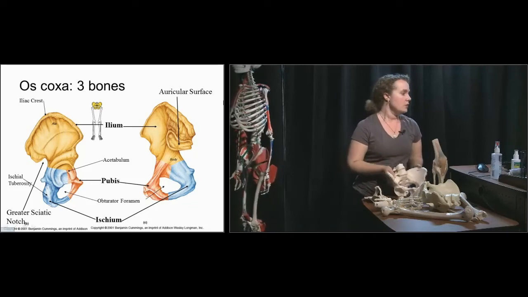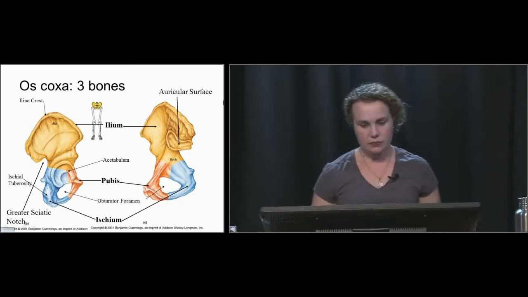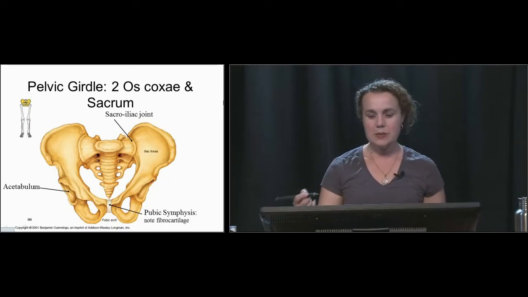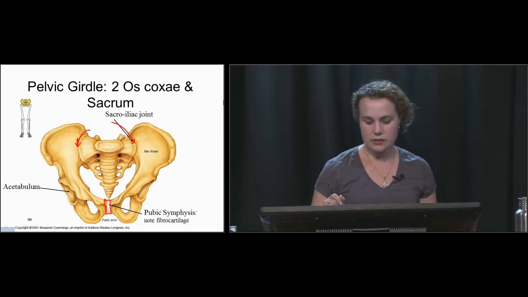All right, let me move over and let's flip over to the next slide and see what we have to look at. All right? So this picture is just showing you the pelvic girdle, and you can see a little bit better here your SI joint, okay? And then right here is that pubic symphysis, okay?